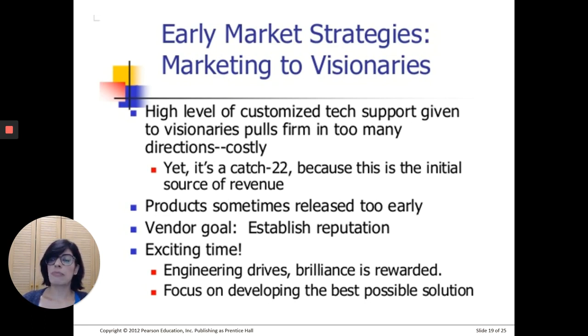But the brilliance of your product is rewarded and it's driven by the engineering of the technology that you put into it. And the focus is that you want to develop the best possible solution. So this is the time where you and your team are super excited to get your product out there, but you have to weigh up whether it's actually worth the cost.